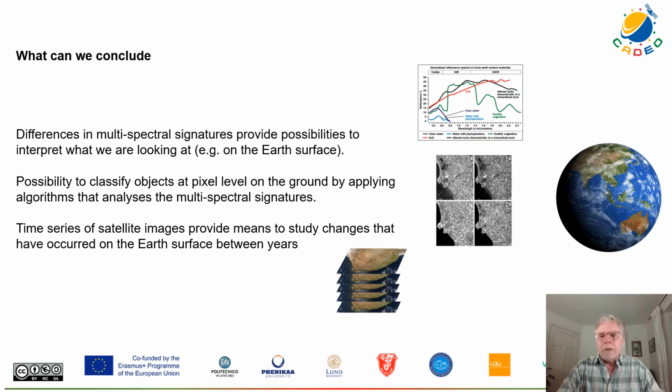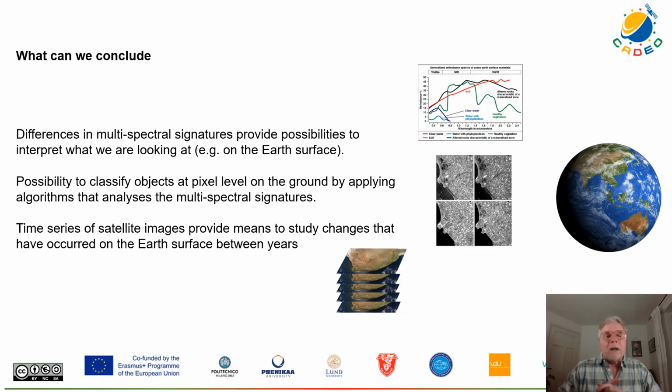So, what can we conclude from this lecture? We now understand that differences in multispectral signatures provide possibilities to interpret what we are looking at. What kind of object are we looking at, for instance, on the Earth's surface, when we study it from a satellite sensor? So we try to understand and interpret the signal based on the multispectral signals. See if it looks a bit like the healthy vegetation signal, for instance.